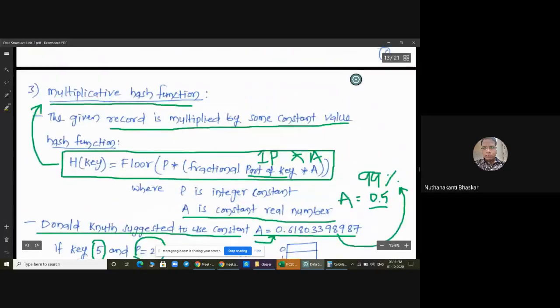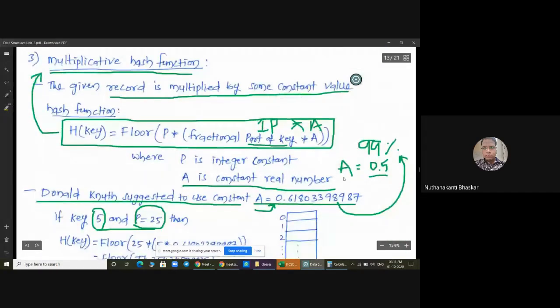But as per the multiplicative hash function, A can be any real number, not a problem. A equals 0.5 you can take, A equals 0.3 also you can take. The same real number you can use for all the operations. But the scientist Donald Knuth worked on this more, and he found that if you use the value 0.61803398987, it will produce a hash table without collision up to 99%, it never produces any collision.